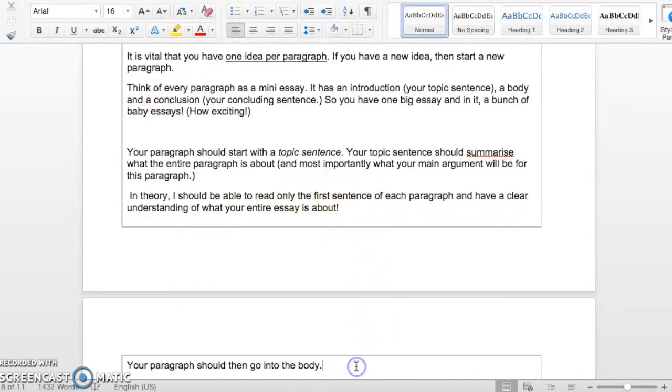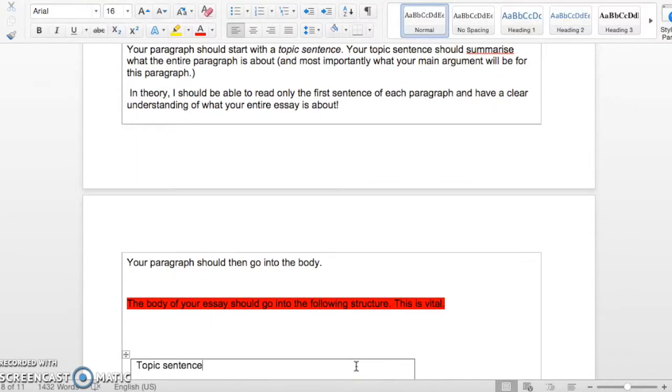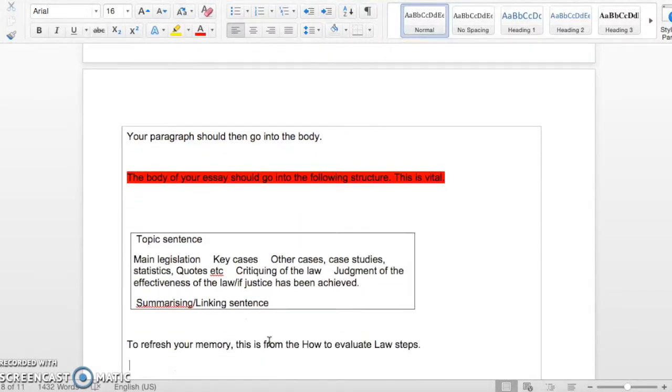your paragraph should then go on to the body of it. The body of your essay should follow this structure, and this is vital. Highlighted in red to grab your attention. If I still haven't got your attention, you're really not paying attention. So, your topic sentence, your main legislation, then your key cases, other cases, case studies, statistics, quotes, etc. Then a critique of the law, then judgment of the effectiveness of the law, if justice has been achieved, and a summary or a linking sentence.